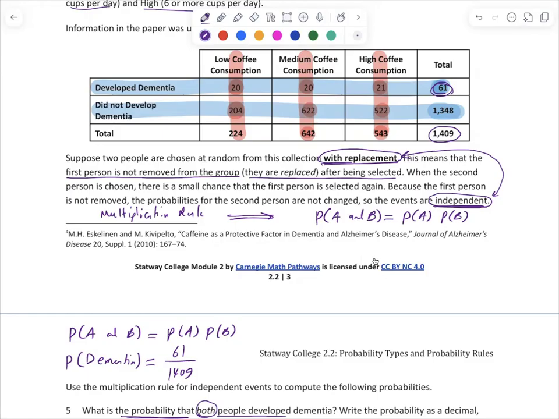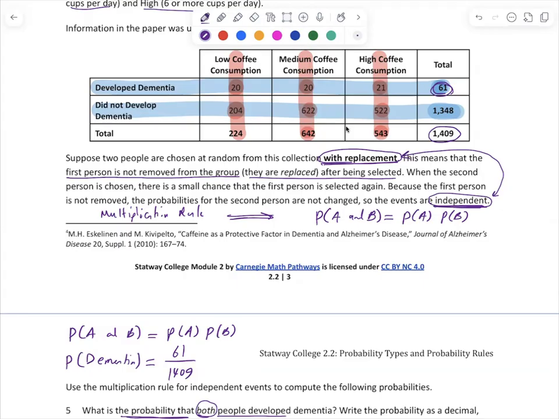Let me run a poll. These are independent events, everybody, because it's just with replacement. So we can apply multiplication rule. But if I ask you, hey, what is the probability they randomly select 3 people and 3 people develop dementia. Now it's not 2 people now. You have 3 people now. You're selecting 3 people and you're wondering what is the probability all 3 people develop dementia.